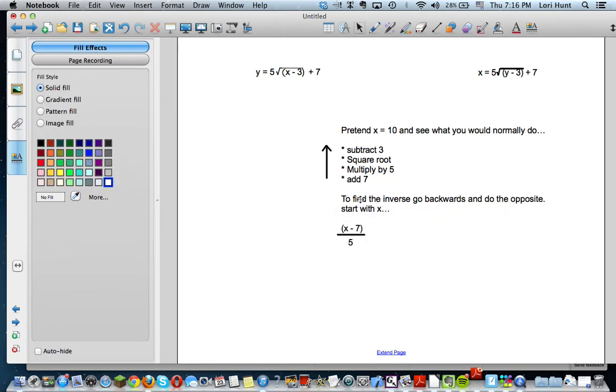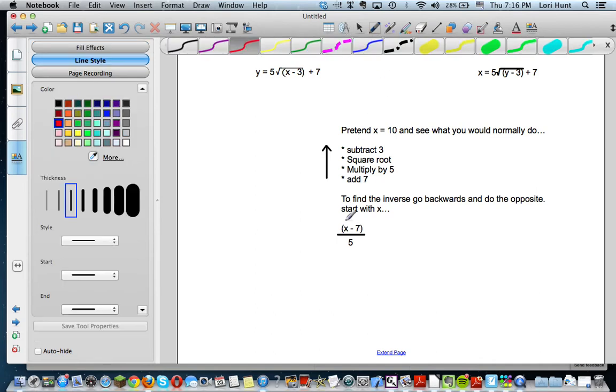Alright, so now I subtracted 7, divided by 5. Square root, the opposite of that is to square. So now I'm going to take this whole thing here, and I'm going to square it. Alright, and now, so I subtracted 7, divided by 5, squared it, and now I'm going to add 3. Last step, add 3. Now I'm just going to stick a y equals there, and I'm done.